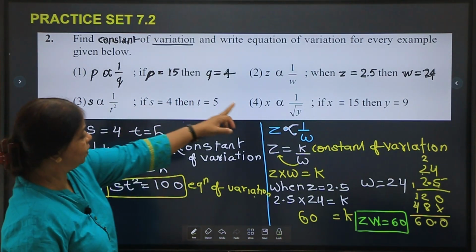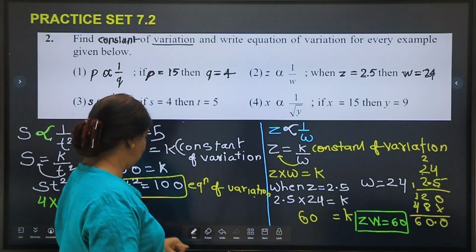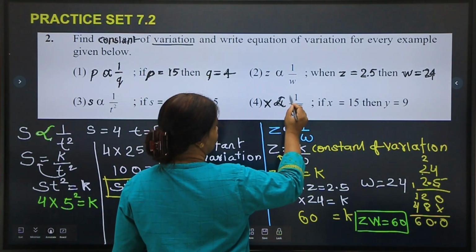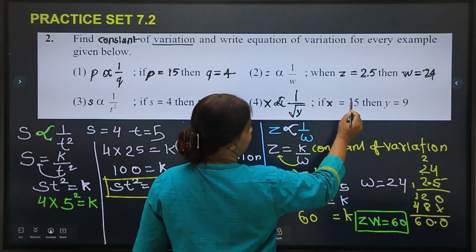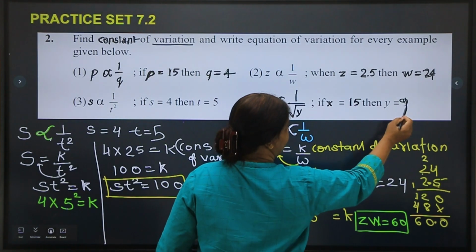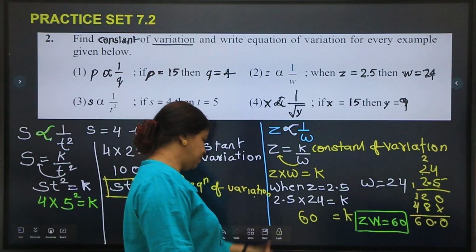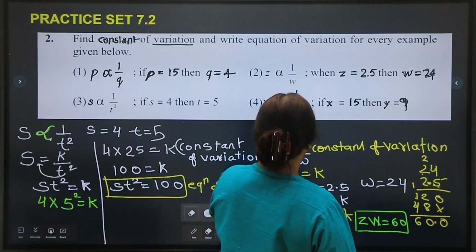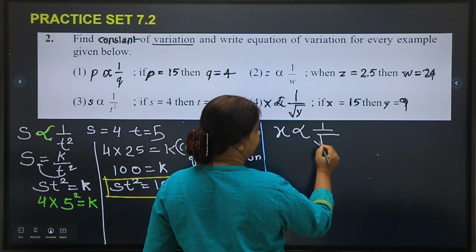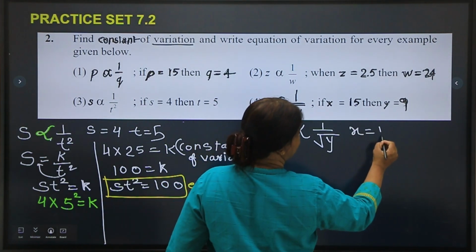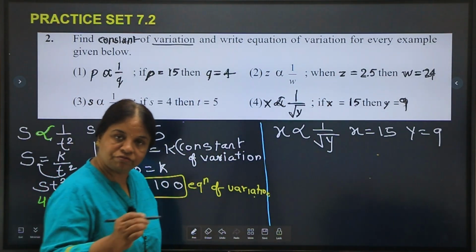Let us move to the fourth one. In the fourth sum, x varies inversely to 1 upon root y. If x is 15, then y will be 9. So find the constant of variation and the equation of variation. Let us rub this part. x varies inversely to 1 upon root y. x is equal to 15, y is equal to 9.